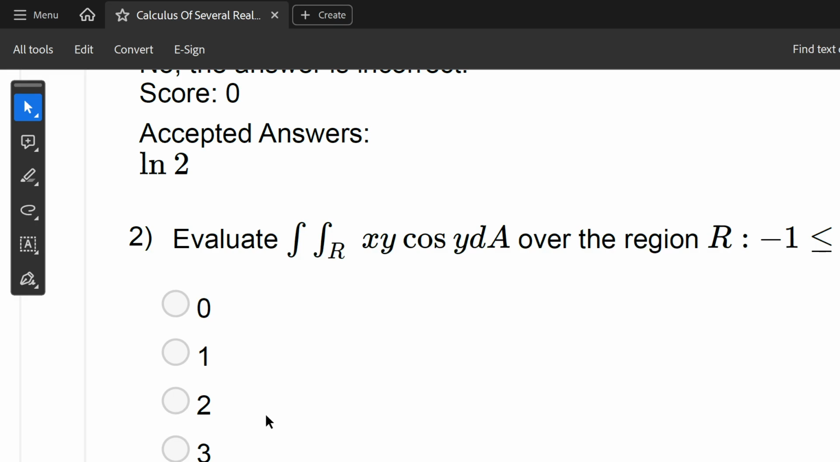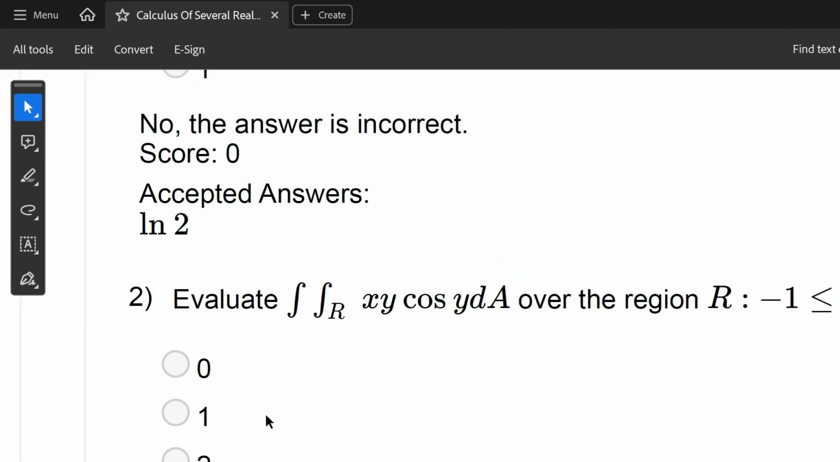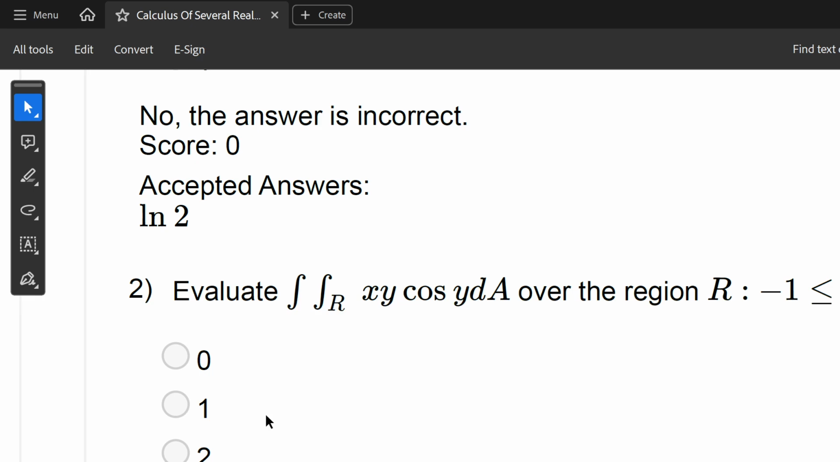Hello? Is it visible? Yes, yes, yes. Okay. So just tell me, is change of order of integration required in this case? What do you think? I think it's required. It is required, you are saying.